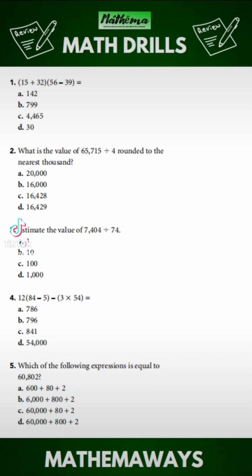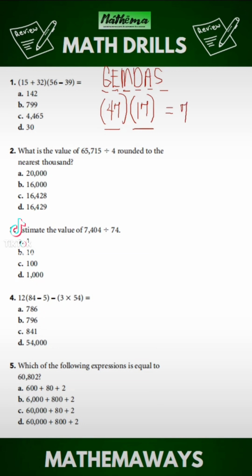For this one, we'll be using our GEMDAS or our PEMDAS. Again, GEMDAS stands for grouping, exponent, multiplication and division, addition, and subtraction. So 15 plus 32 first, that is equal to 47. And then 56 minus 39, that is equal to 17. Multiplying 47 and 17, that is equal to 799. Answer for number 1, it's letter B.